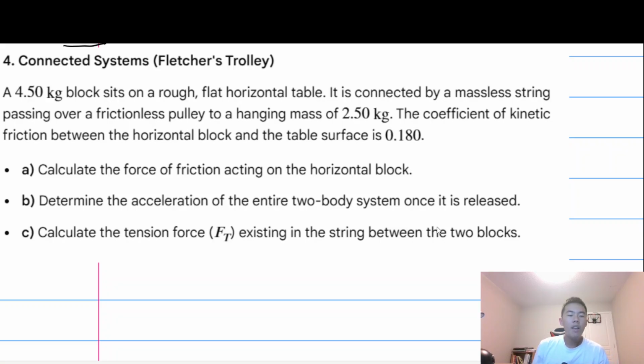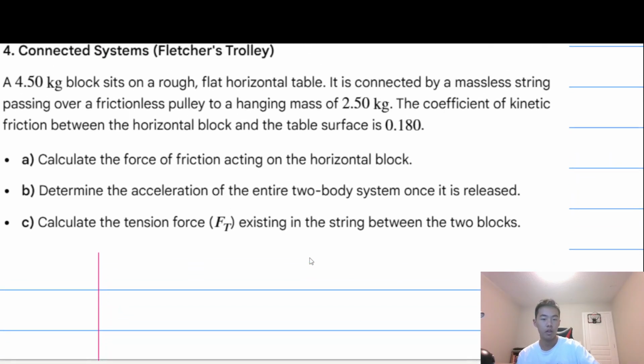A 4.5 kilogram block sits on a rough, flat, horizontal table. It is connected by a massless string passing over a frictionless pulley to a hanging mass of 2.5 kilograms. The coefficient of kinetic friction between the horizontal block and the table surface is 0.18. Calculate the force of friction acting on the horizontal block.